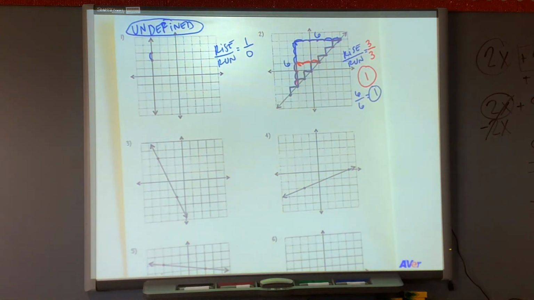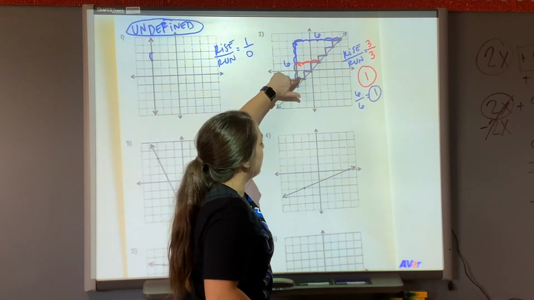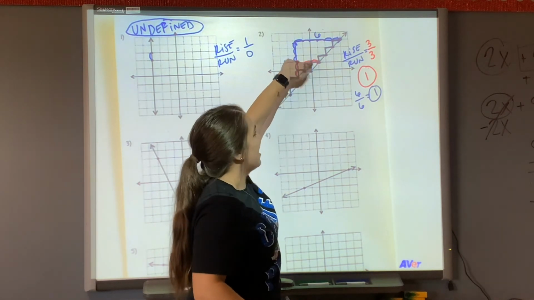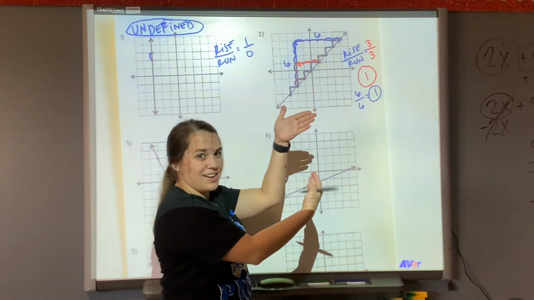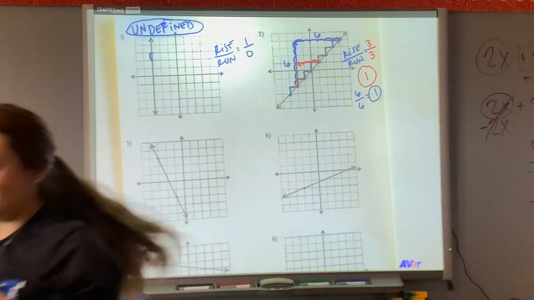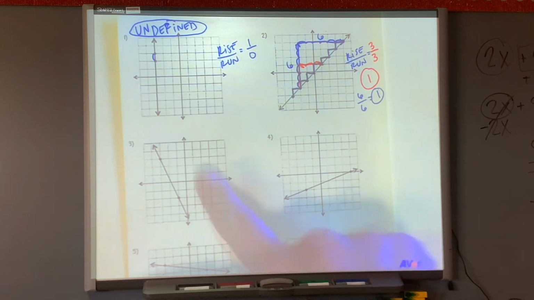So our slope, if I looked at it this way, was 1 over 1. Rise 1, run 1. Rise 1, run 1. Rise 1, run 1. 1 over 1 is 1. That's my slope. So either way you do this, that's what you're going to get. Okay, I'm going to do one more. It is this one here.